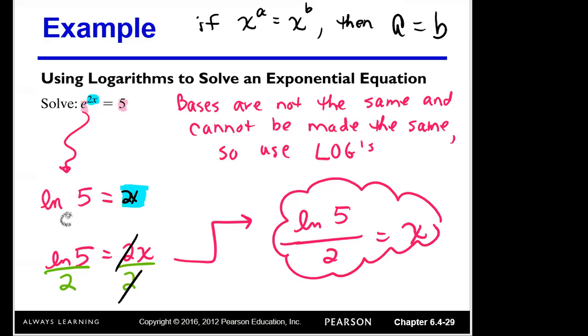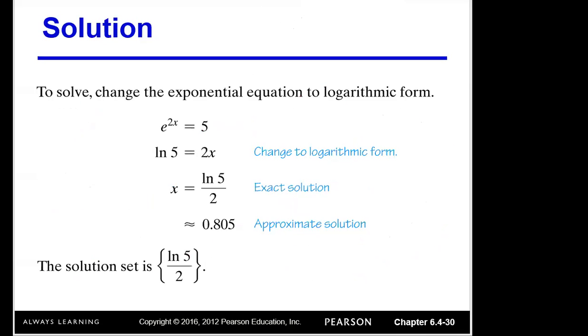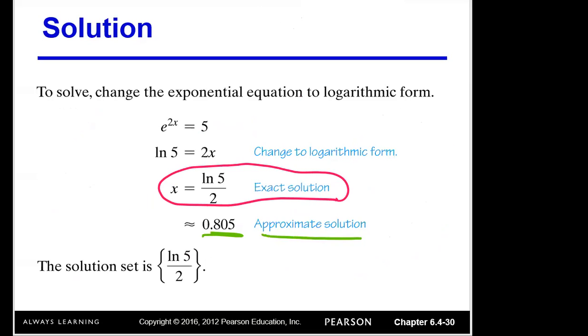And make sure the 2 and the natural log of 5 are very clearly separated. Don't make it look like the natural log of 5 halves, because that's not the right thing. And then of course, here is their answer. You can see they said exact solution right here. And this one would be considered approximate solution to the nearest thousandth, because they went out 3 places. So just do whatever MyMathLab tells you to do.